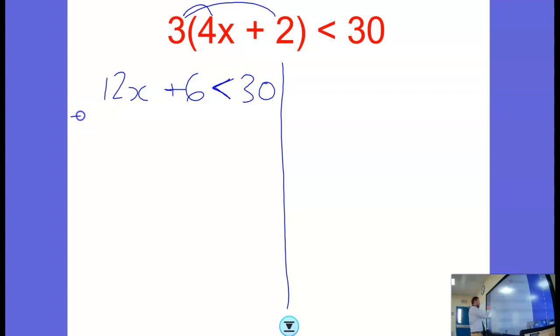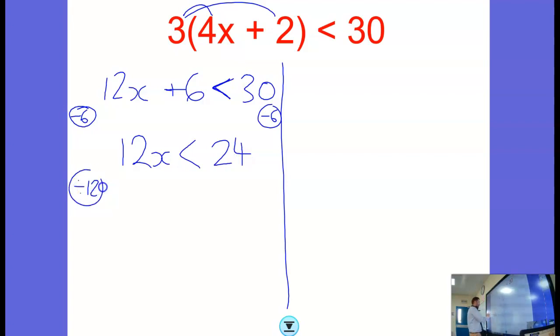Now I'm going to take away 6 from both sides. Take away 6, and I'm going to get 12x is less than 30 minus 6 is 24. My last step, divide by 12. Divide by 12. And I get x is less than 2.